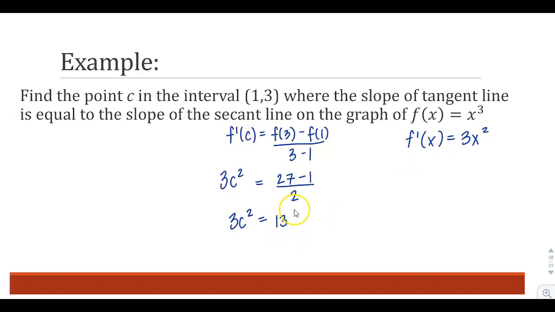So this was not the special case of Rolle's theorem because f of a did not equal f of b, but it is the mean value theorem here, so we will solve for c. We will divide both sides by 3, so we get c squared equals 13 over 3. So c is equal to plus or minus the square root of 13 over 3.